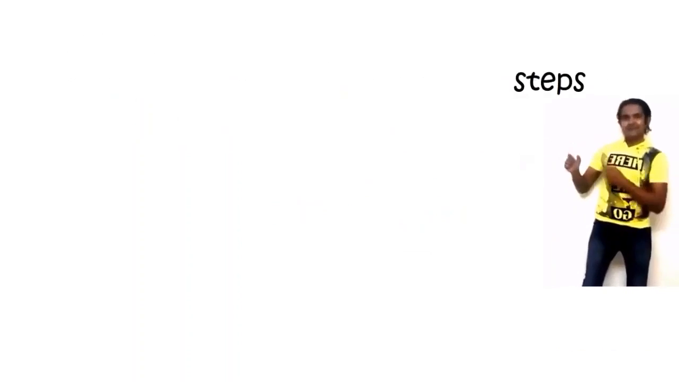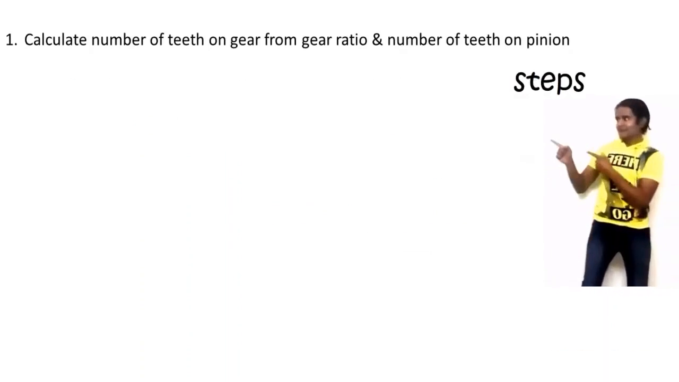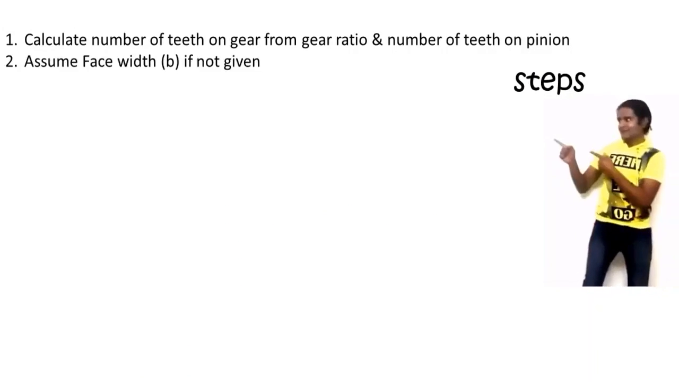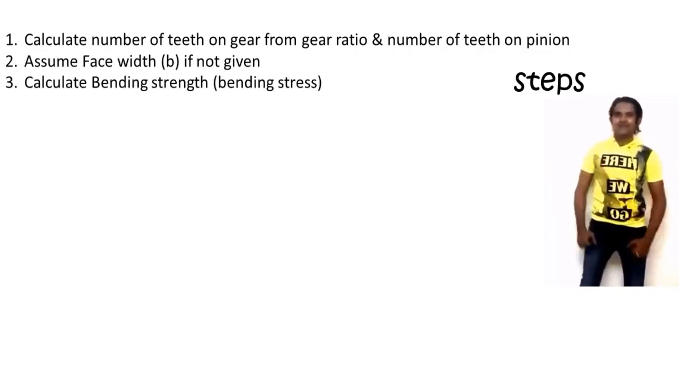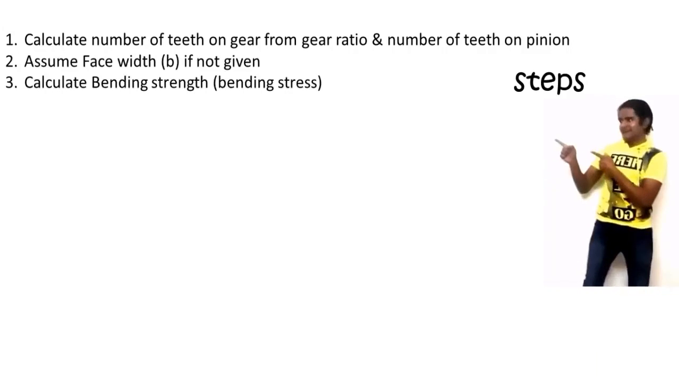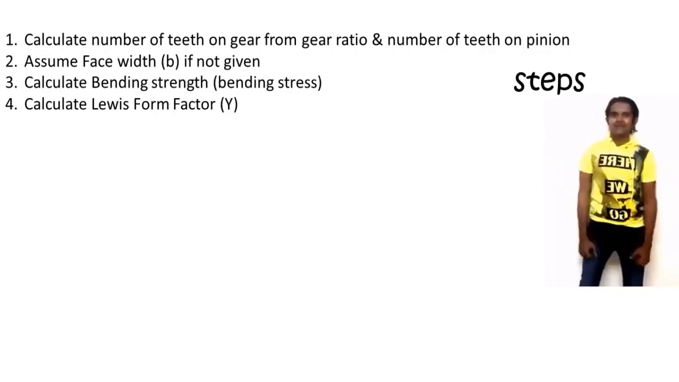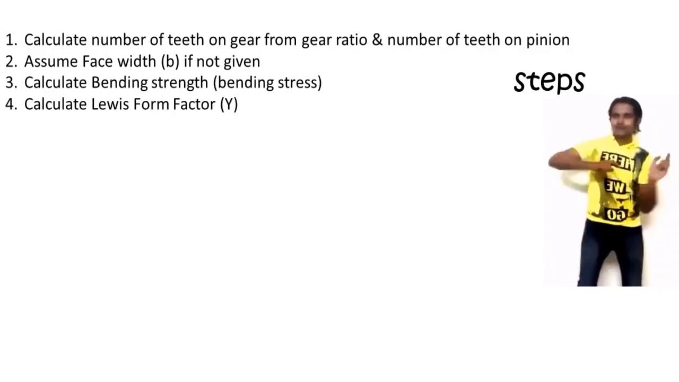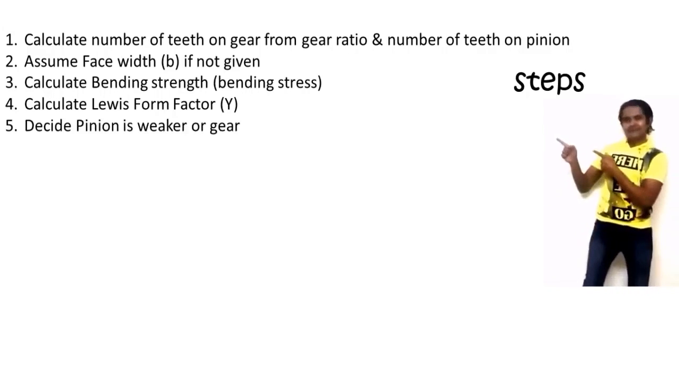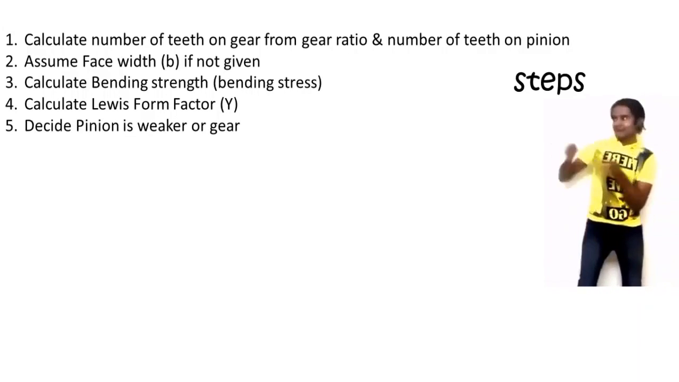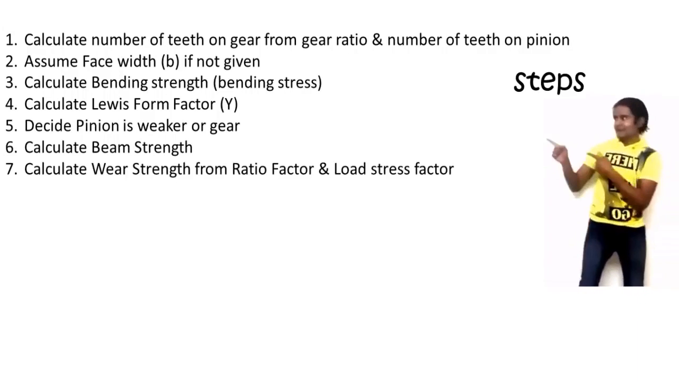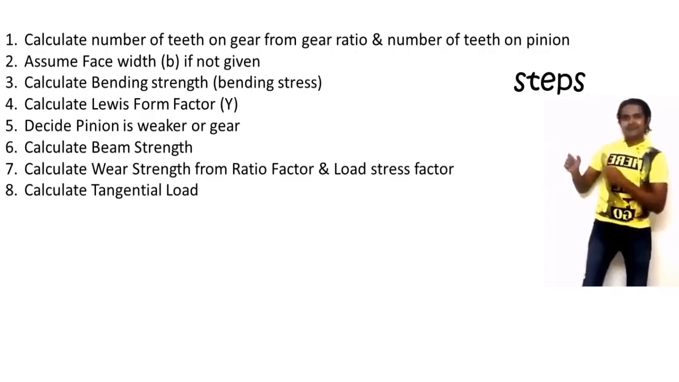So now we will again go through all the 16 steps. First step is to calculate the number of teeth on gear from gear ratio. You have to find out ZG. Second step, you have to assume the face width if it is not given. Third step, you have to calculate bending strength sigma B. Fourth step, you have to calculate Lewis form factor capital Y. Remember, you have to see which pressure angle is given, and accordingly you have to calculate. Fifth step is to decide whether the pinion is weaker or gear is weaker. Sixth step, you have to calculate the beam strength. Seventh step, you have to calculate the wear strength. Eighth step, you have to calculate the tangential load.